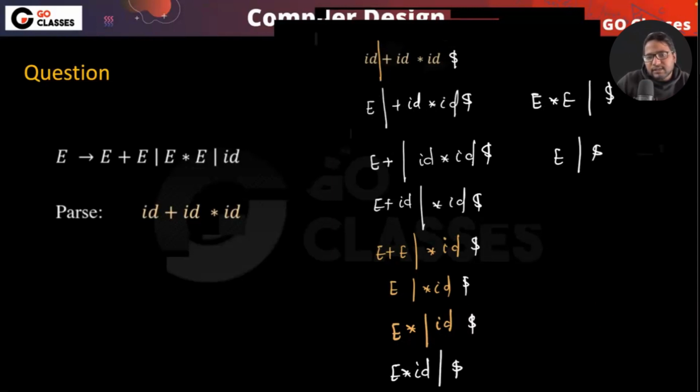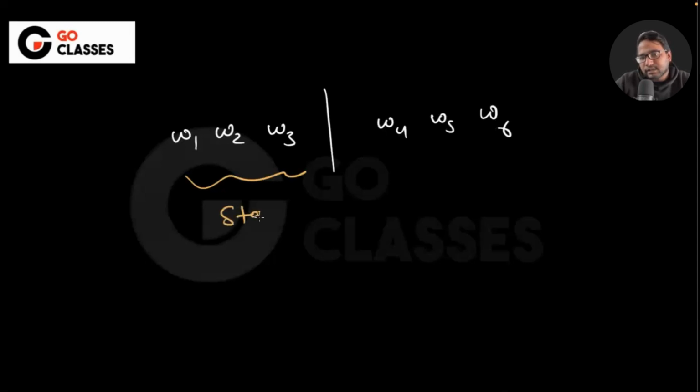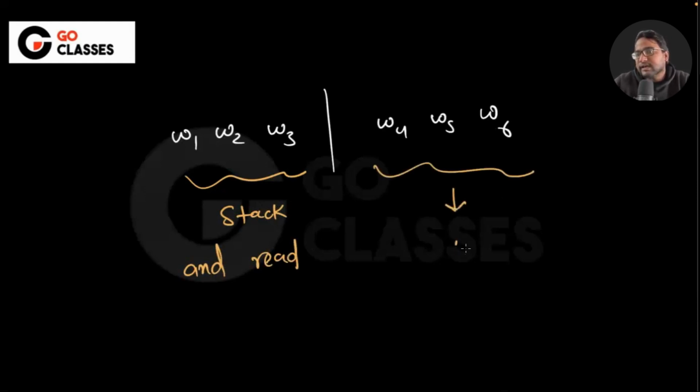So basically, we will say that this is W1, W2, W3. Let's suppose W4, W5, W6. Can you tell me what is in the stack? This is in the stack, right? This is in the stack. And obviously this is in the stack, right? Is this in the stack? No. This is yet to even be read.